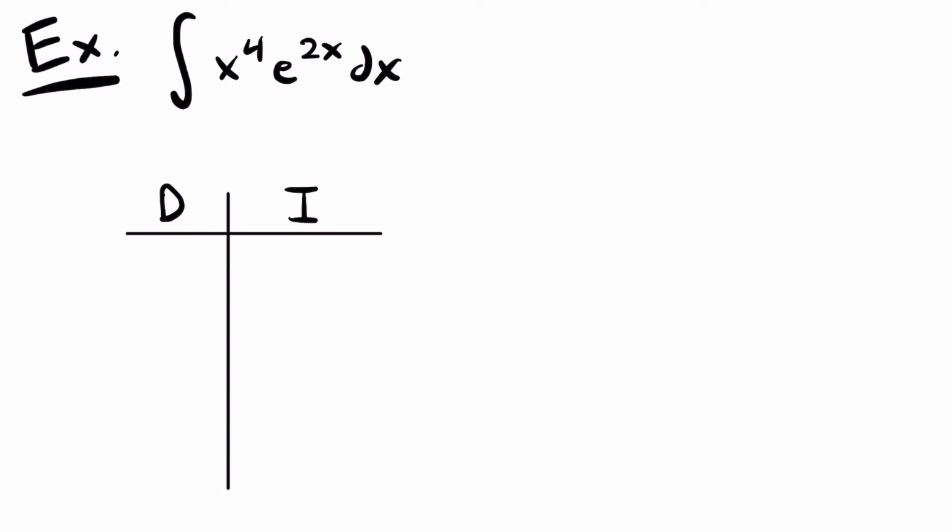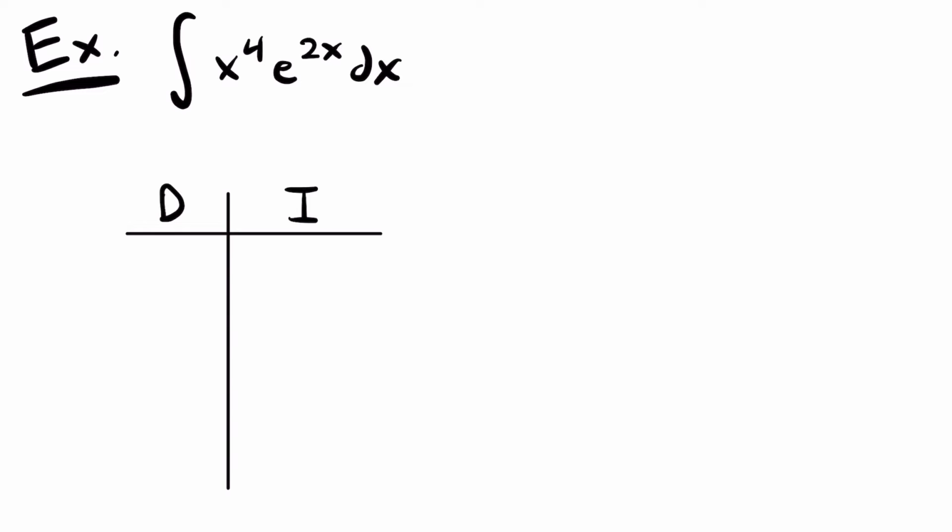And this goes back to the original integration by parts formula where you pick a u and a dv from your integral. If you're not familiar with integration by parts, feel free to watch my lesson video on that first before attempting this tabular method. But in this case, we would want to set u equal to x to the fourth power and dv equal to e to the power of 2x dx.